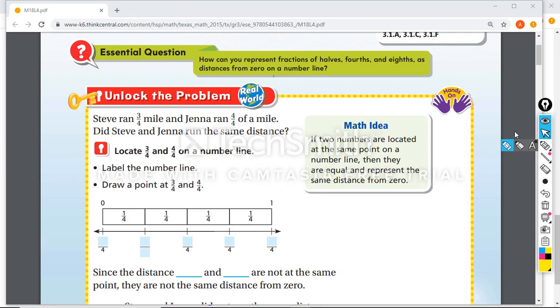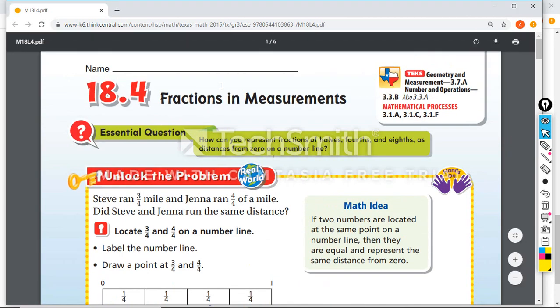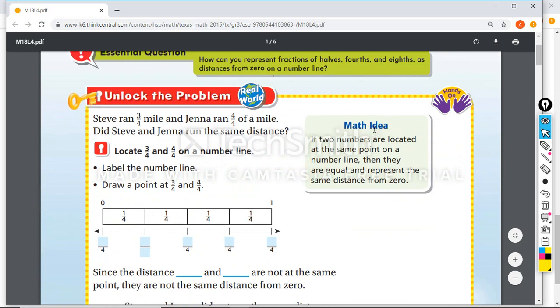Let's go ahead and look at 18.4. We're moving quite along. We're going to be looking at fractions in measurements. And we're going to start representing fractions as halves, fourths, and eighths as distance from 0 on a number line. This is the key here: it starts with 0 and it's on a number line. If two numbers are located at the same point on a number line, that means they are equal and represent the same distance from 0. So you will see how that comes up pretty soon.